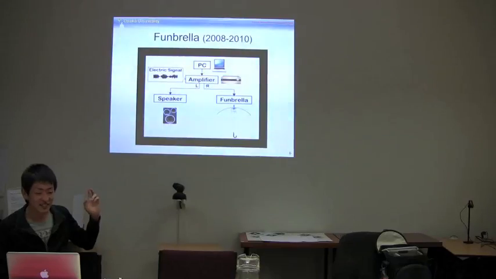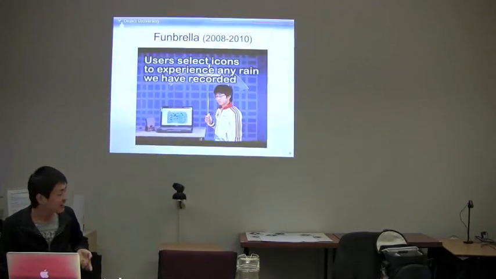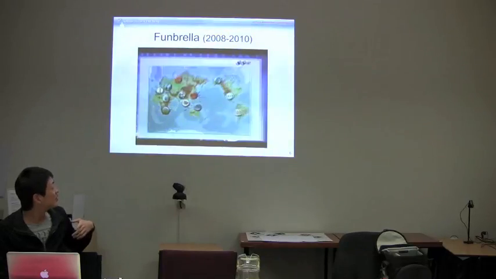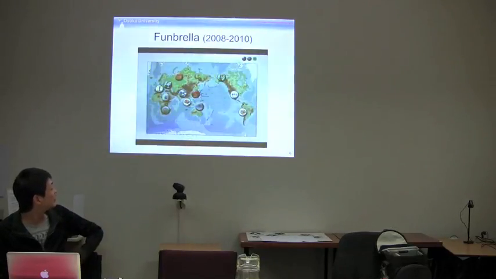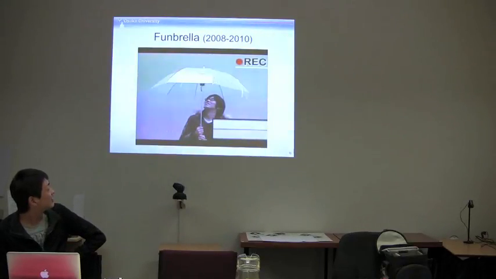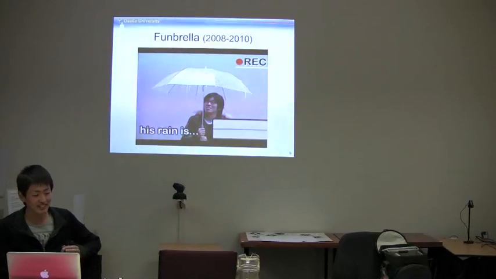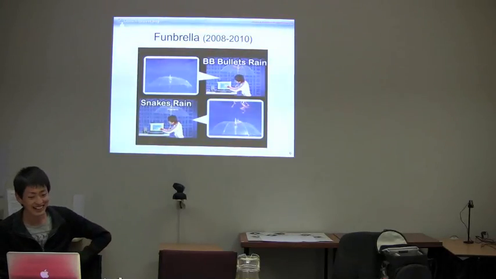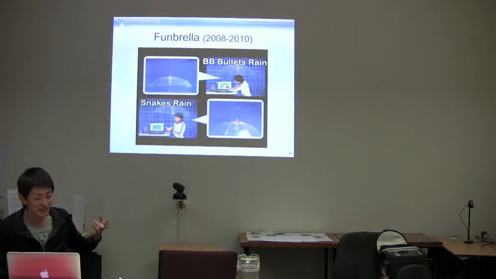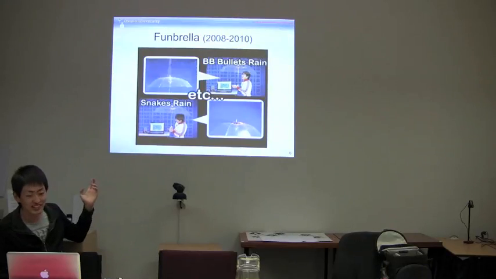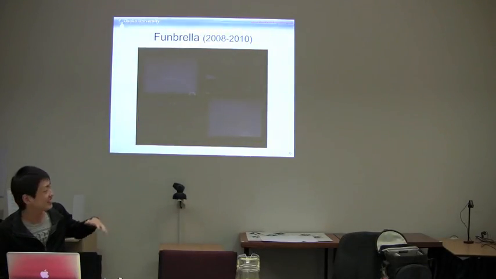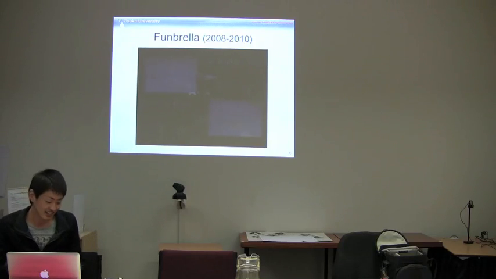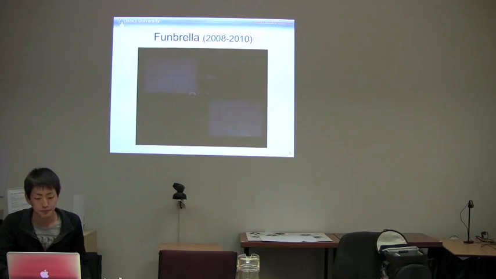This is one of the applications using the umbrella. When the user presses the icon, users can feel the recorded rain like this. And we drop many things like baby ballets and toy snakes on the umbrella. So users can feel many kinds of rain. Raining rubber snakes. Unusual rain. Only in Japan.